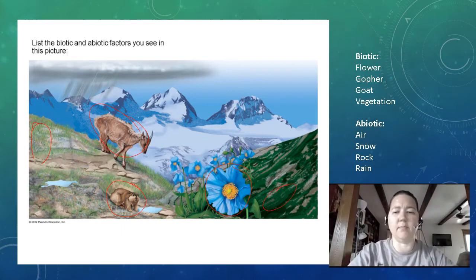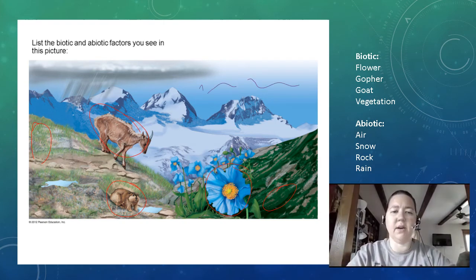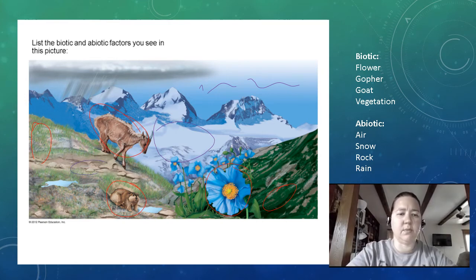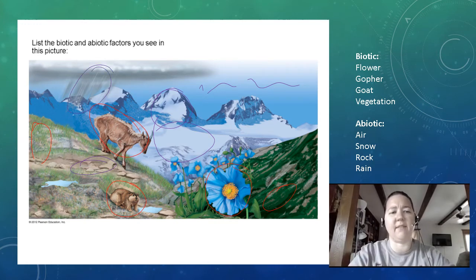So those are the different biotic factors. So abiotic factors, and I'll use a different color. Ooh, purple, that'll work. All right. We've got the air. We can't really see the air, but we know it has to be there. You've got the snow, the rocks. So both these rocks, and then of course you've got rocks in the mountains. And then you've got rain here. Right? So all of those things are abiotic factors.